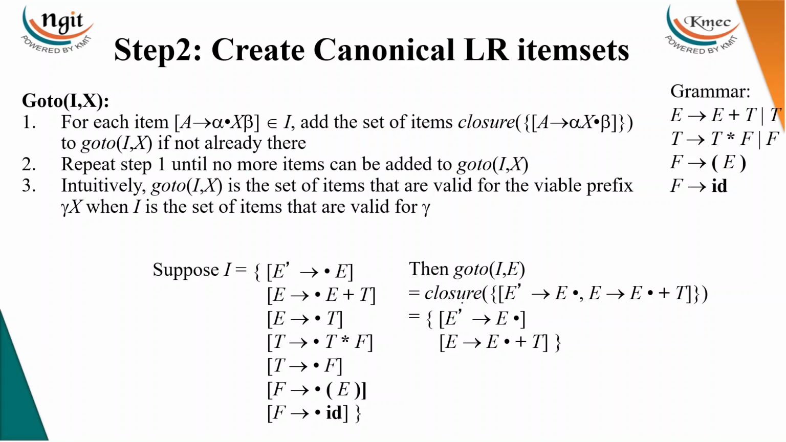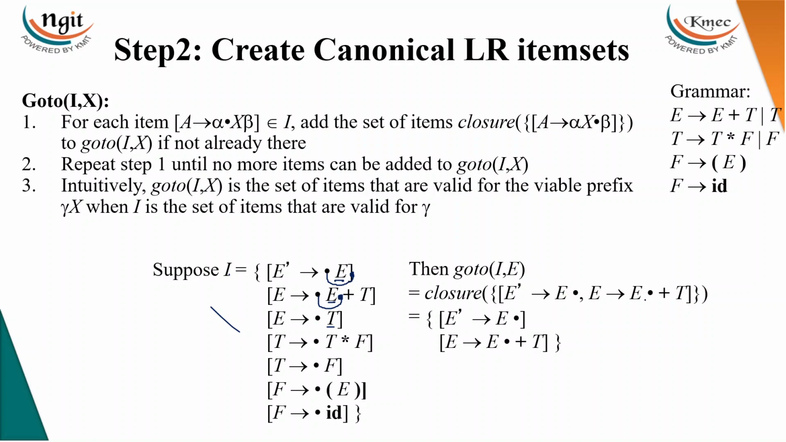In the same way, goto means for every next symbol to be scanned, you have to apply the goto. Assume that this is I. Then you have to write goto of I comma E, goto of I comma T, goto of I comma F, goto of I comma open parenthesis, like that. Goto of I comma E means wherever you have the dot before E, you have to move it after E.